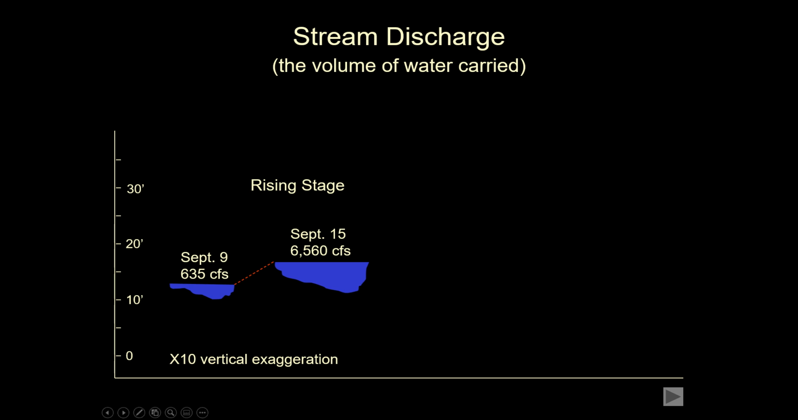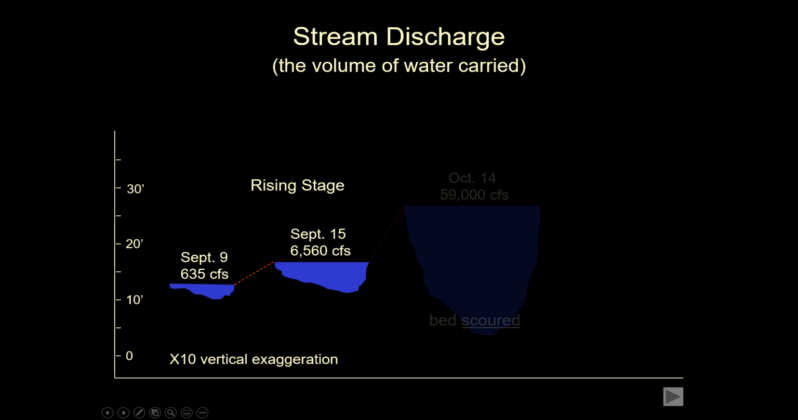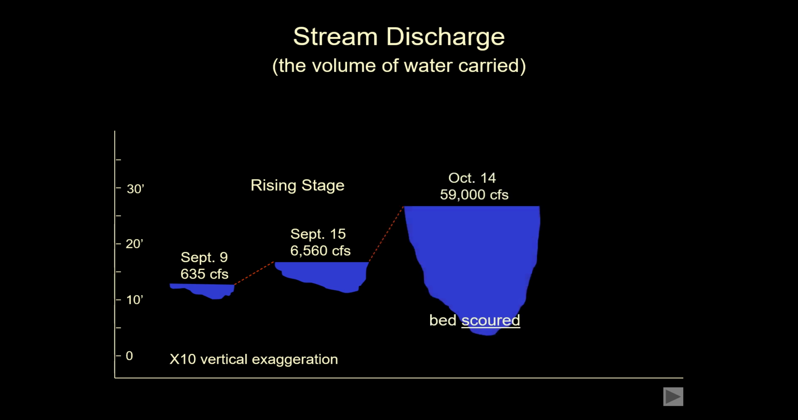So you see that the level of the water has risen. It hasn't really pushed downward very much, but the level has risen. And then we look at about a month later, and it's carrying nearly 10 times what it was on September 15th. So October 14th, 59,000 cubic feet per second.